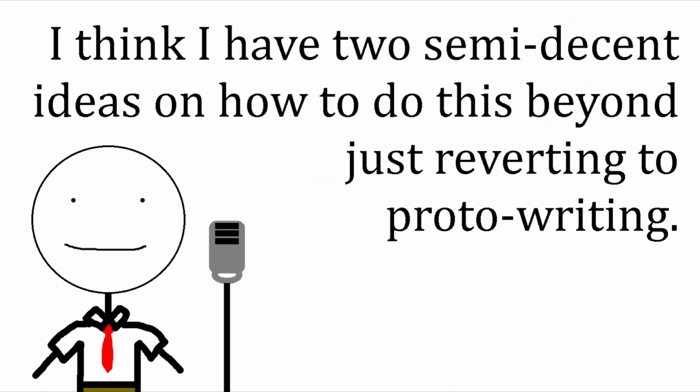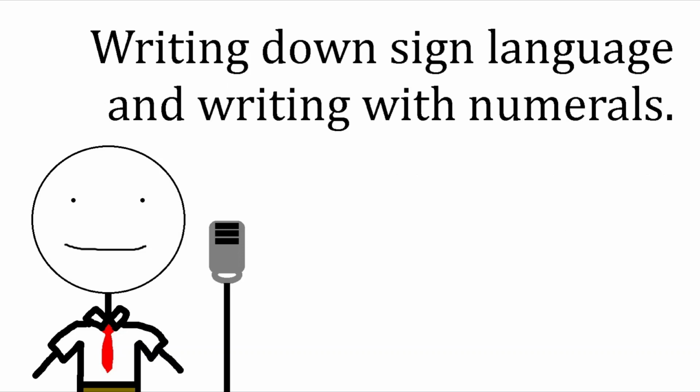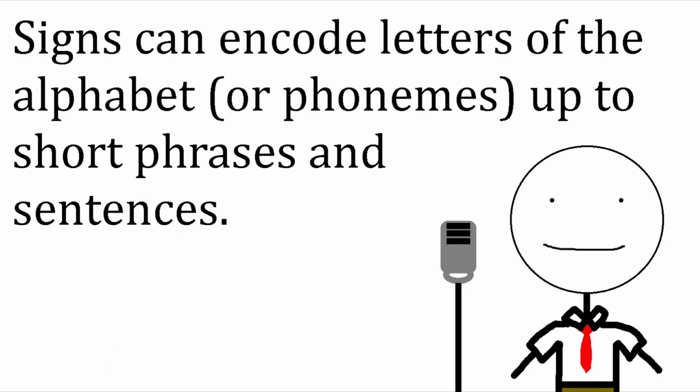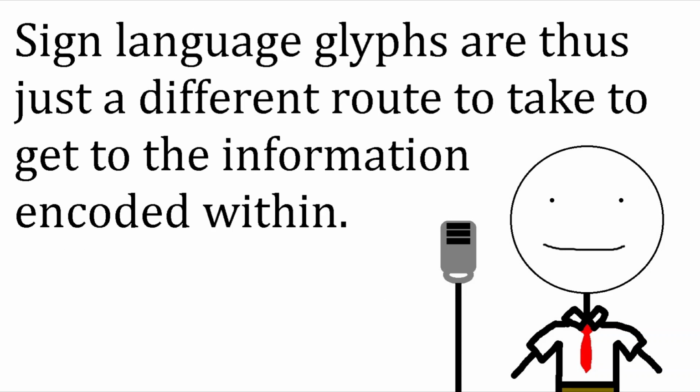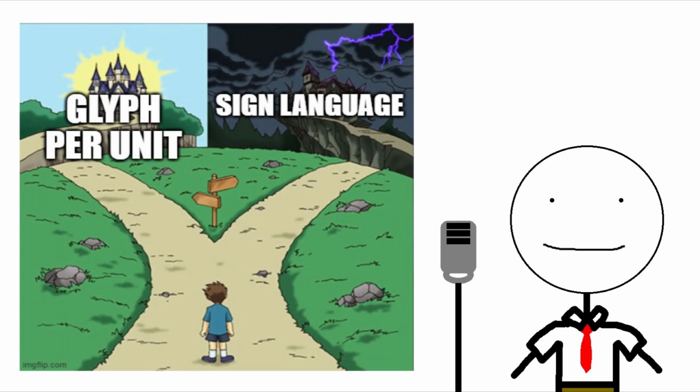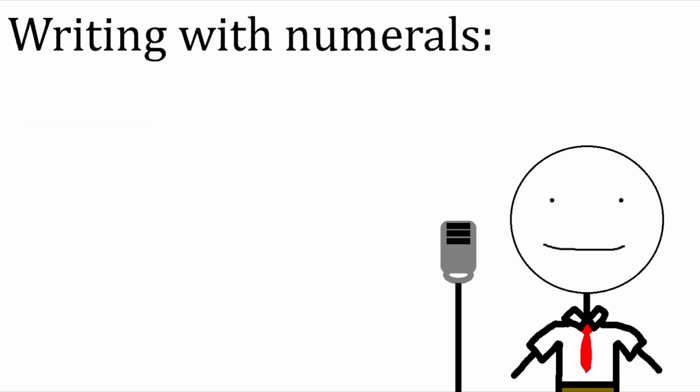Okay, my brain is fried from trying to think of how to do this, but I think I've got two semi-decent ideas of how to write beyond the glyph per unit scale. Writing sign language and writing with numerals. Signing can encode anything from a letter, phoneme, to a whole sentence fragment, while skipping over the verbal connotations. So sign language glyphs are essentially a different way to encode the information within, instead of going the traditional glyph per unit route. And then there's writing with numerals.